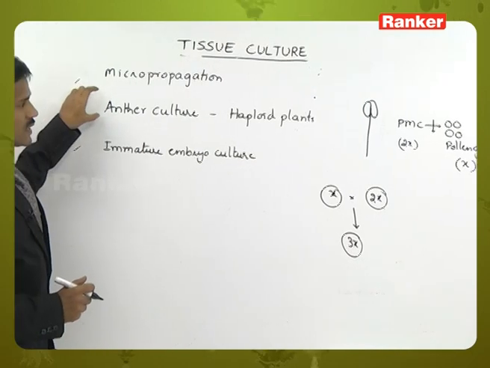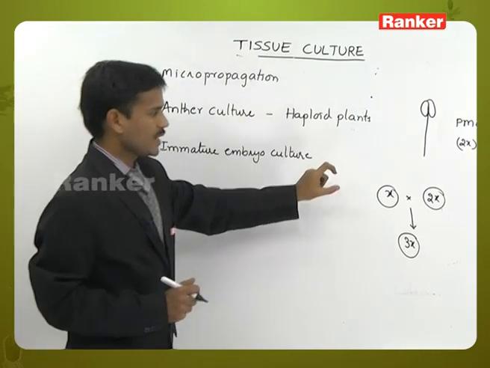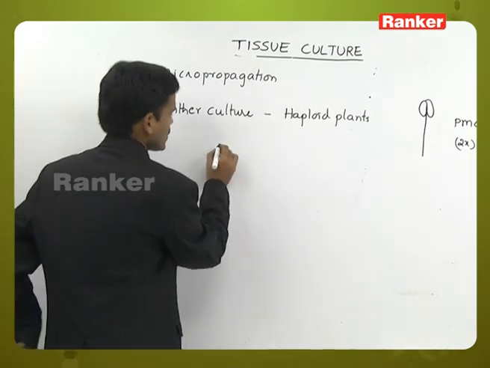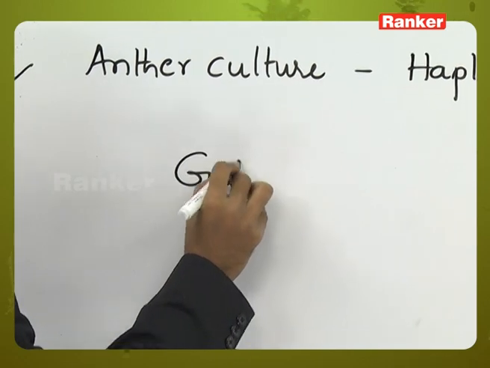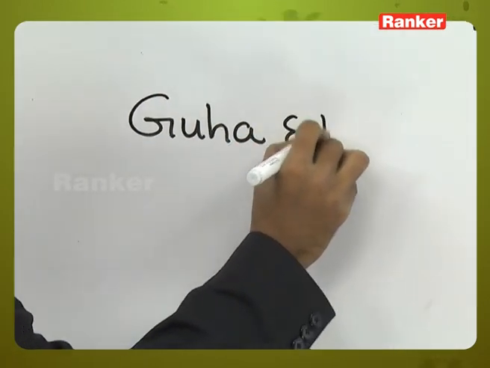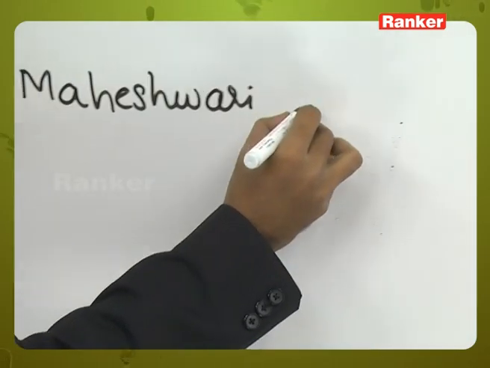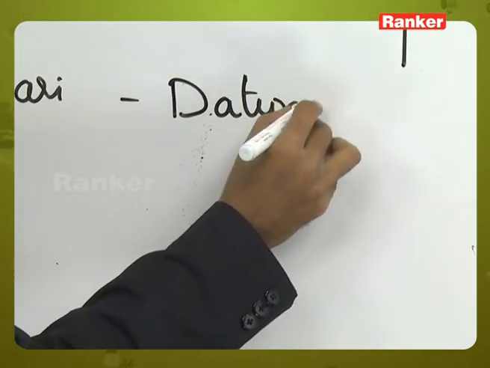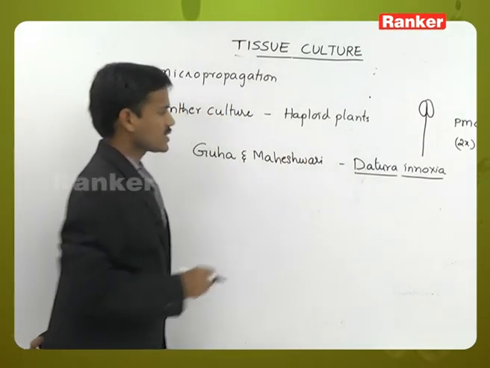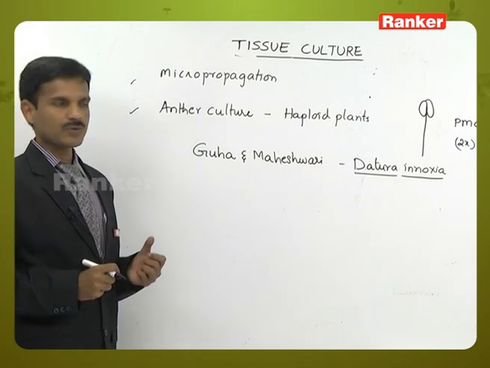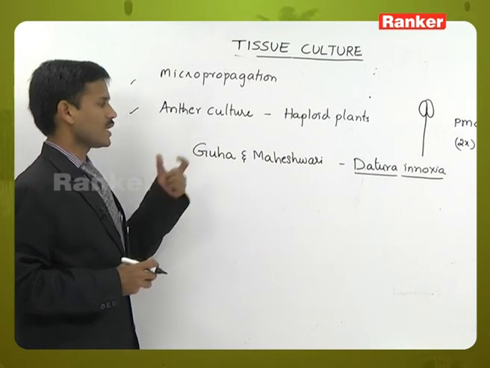Okay, by using anther culture we can produce haploid plants. Haploid plants are used in plant breeding techniques. Anther culture was first developed by Guha and Maheshwari in Datura innoxia. In the Datura innoxia plant, the anthers are cultured on the medium and haploid plants are produced. These scientists, Guha and Maheshwari, first developed haploid plants.